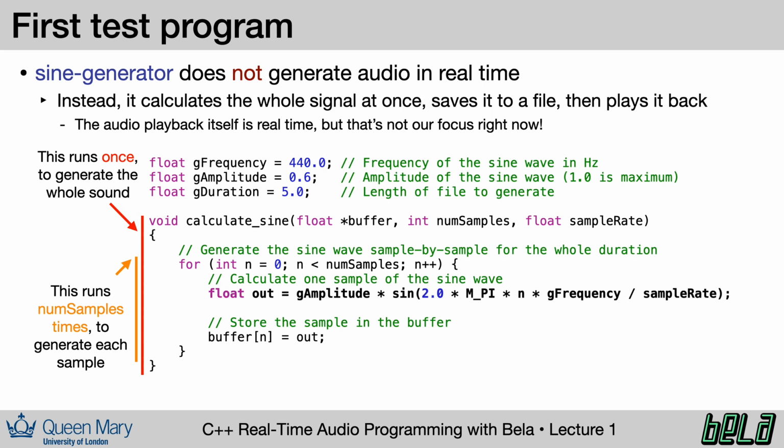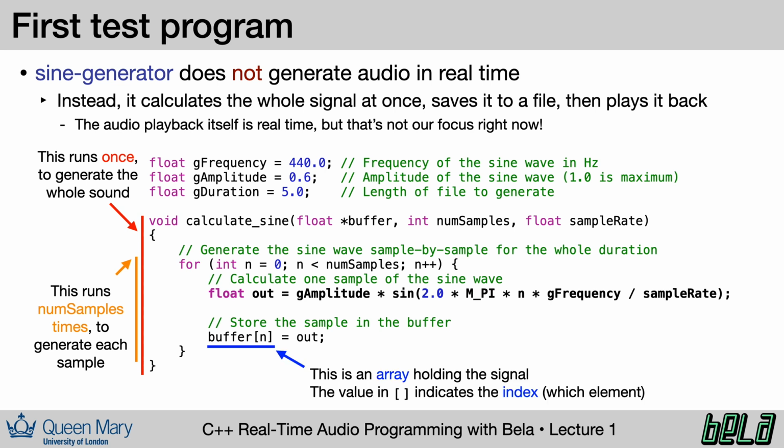float out = gAmplitude * sin(2 * pi * n * gFrequency / sampleRate). What's going on here is that the current phase of the sine wave is a function of the sample number n, which starts at 0 and goes progressively upward across the 5 seconds of audio. And the formula for this is not something that we're going to go into in a tremendous amount of detail, because what I want to focus on is the real-time implications of it.